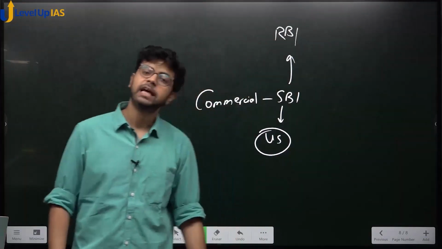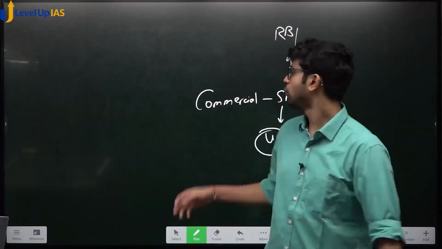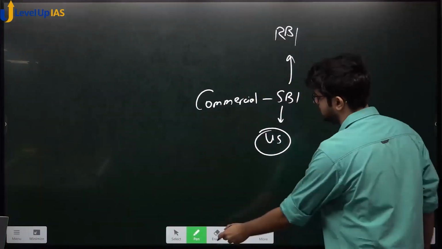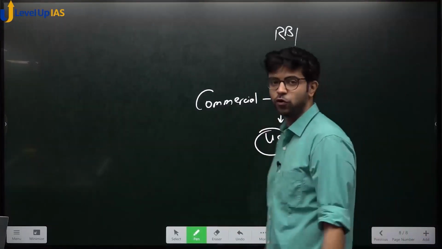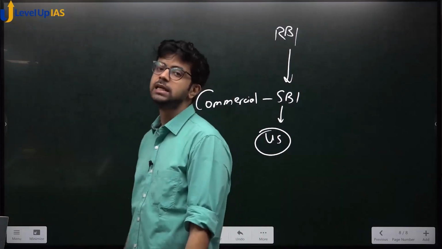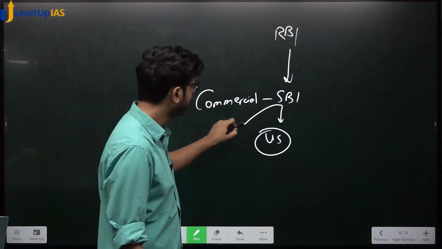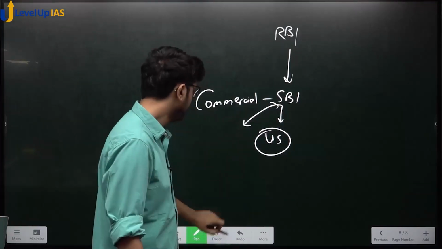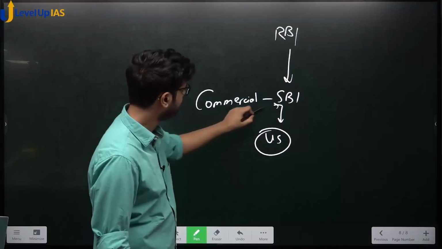RBI. SBI gets money from RBI. So this is the flow of funds actually. This is the flow of funds. RBI gives money to SBI. SBI gives money to us. SBI also takes money from other customers and gives money to us. We'll cover that in the banking chapter. I'm not covering it here.